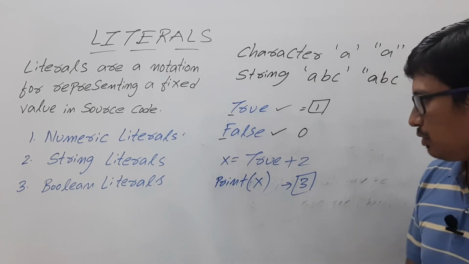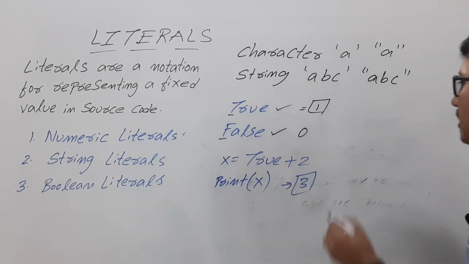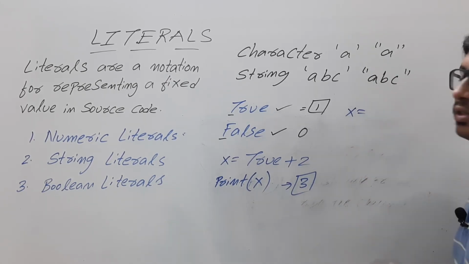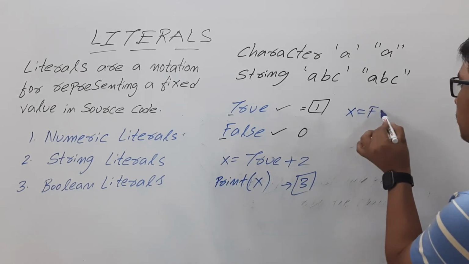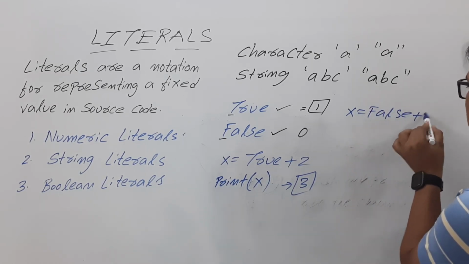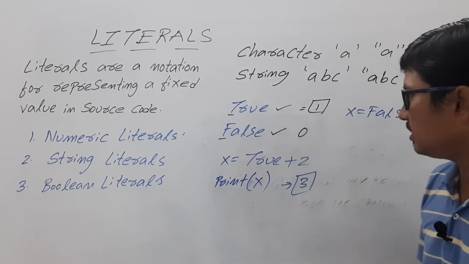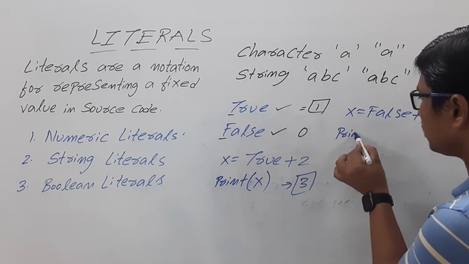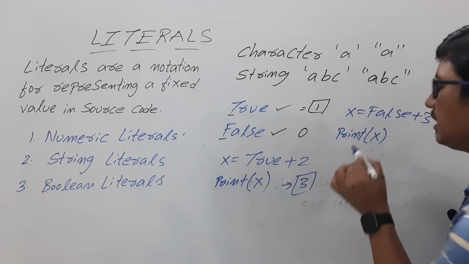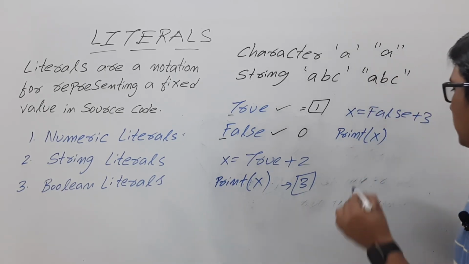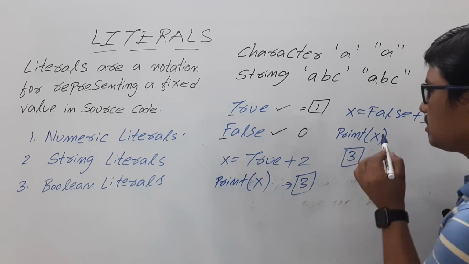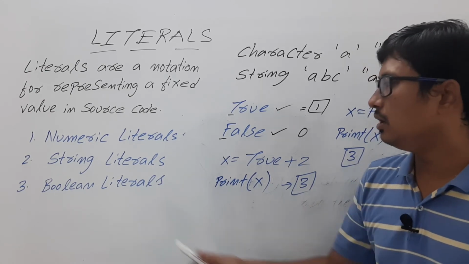Similarly, if I write x = False + 3. Now, False is what? 0. So 0 plus 3 is 3. So if I write the statement print(x), then it will give me the output as 3 for you. So this is the way you can use the Boolean literals.